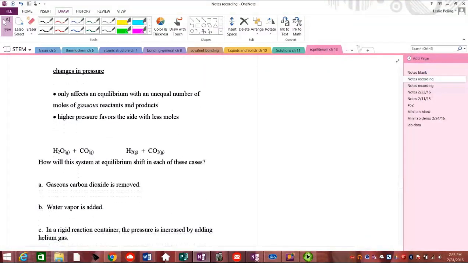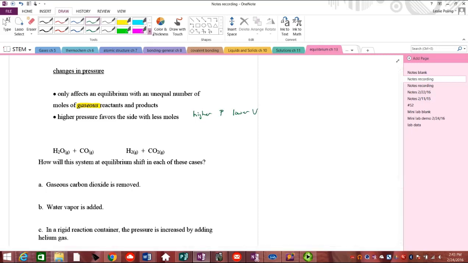Now, changes in pressure. This only works when we have gases, and a higher pressure is going to favor the side with less moles, because higher pressure means lower volume.